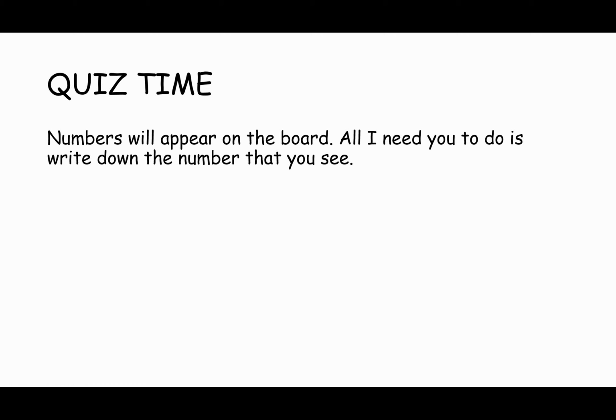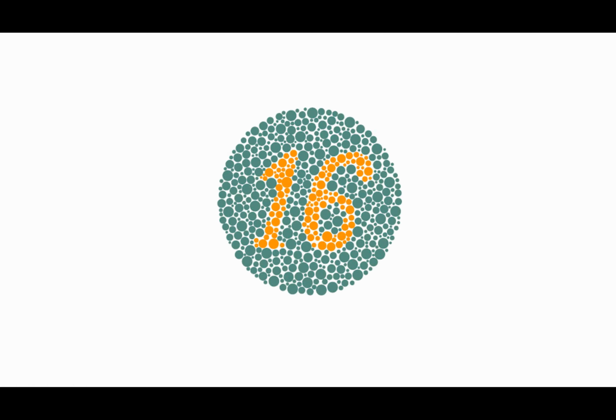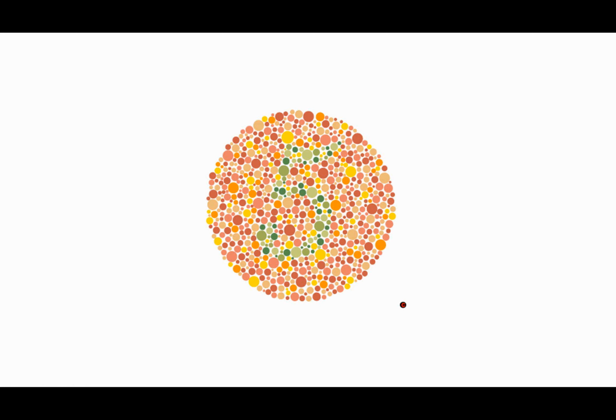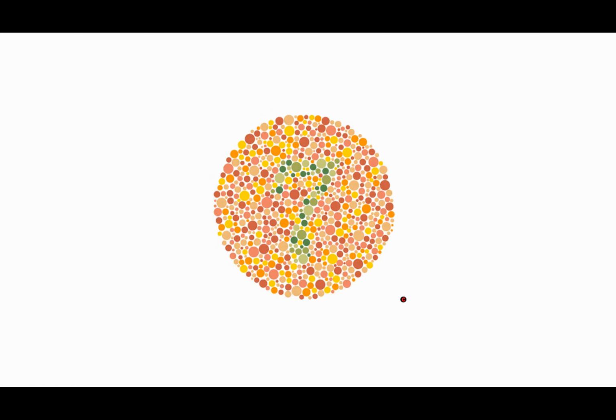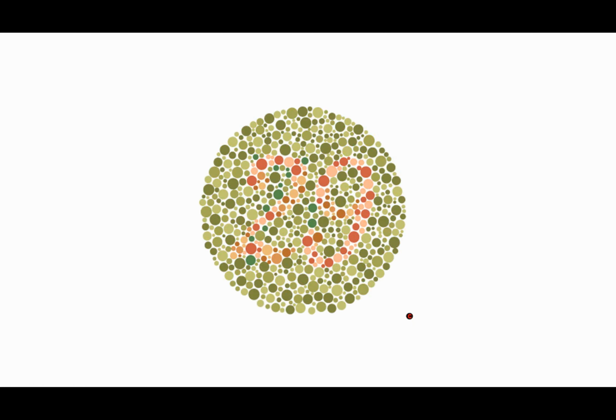All right. Next one is a little quiz time. Now, it's not obviously a real quiz. It's just to see if you can see the numbers. So it's basically just a color blindness test. So see if you can see that number. Can you see that number? Can you see this number? Can you see that number? Can you see this number? And there's another one. Can you see that?